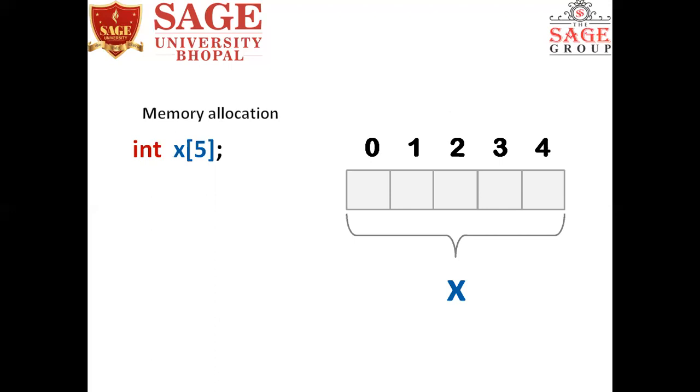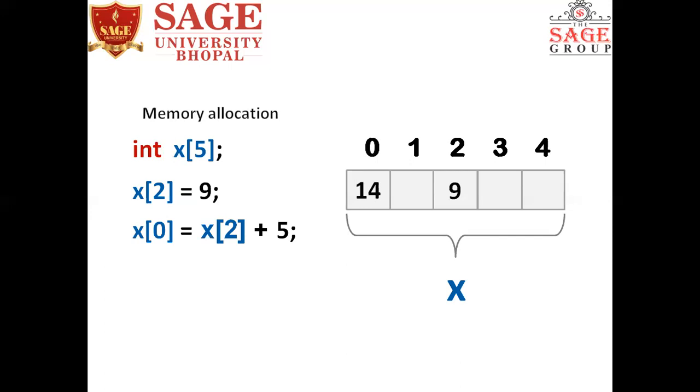Now suppose you are going to assign the value 9 to the x[2] location, you have to write x[2] is equal to 9. So 9 is stored in the x[2] location. Now suppose you want to add 5 to the value which you have stored in the x[2] location, you just write x[0] is equal to x[2] plus 5. It means the value 9 is stored in the x[2] location. So the value stored in x[0] will be the value stored in the x[2] location, that is 9. Now you are adding 5. So 9 plus 5 becomes 14. So 14 will be stored in the x[0] location of the array.